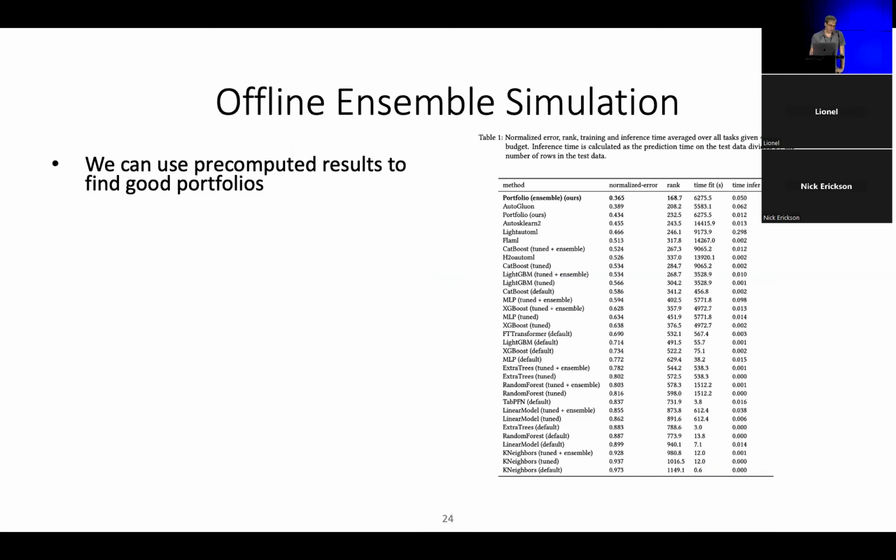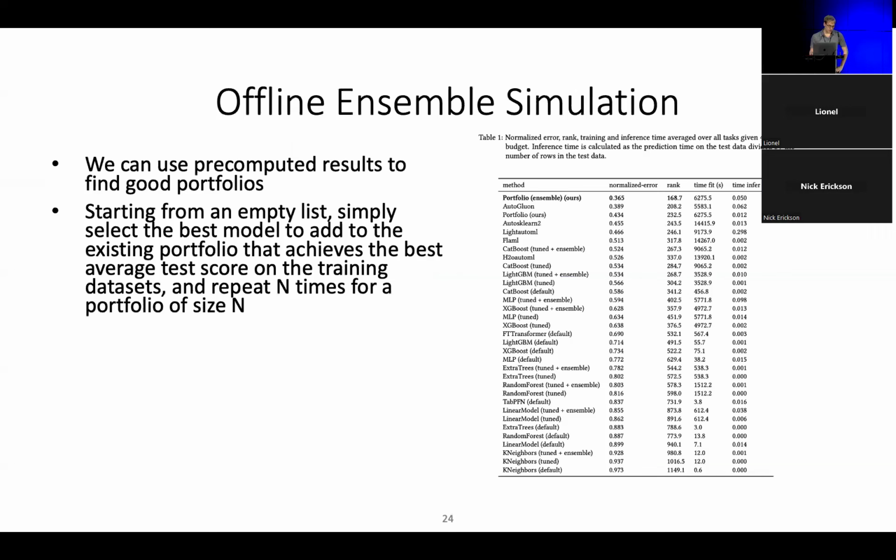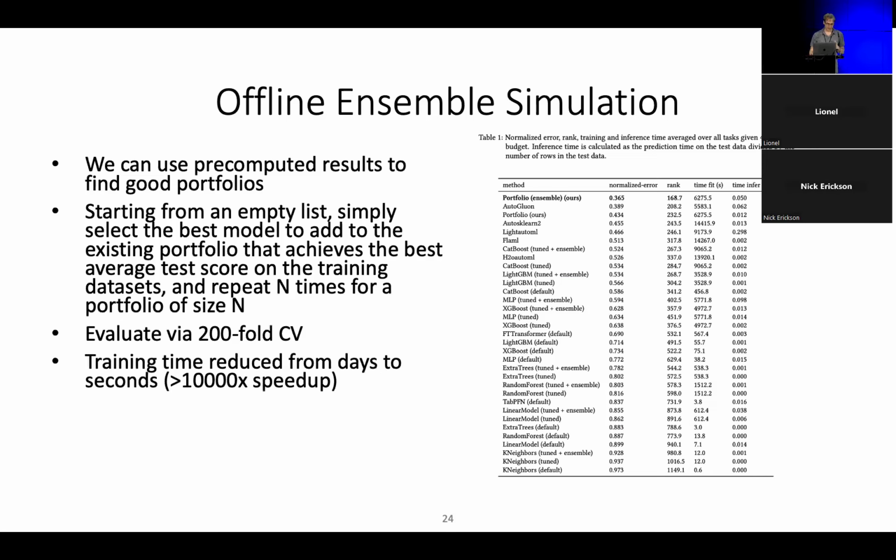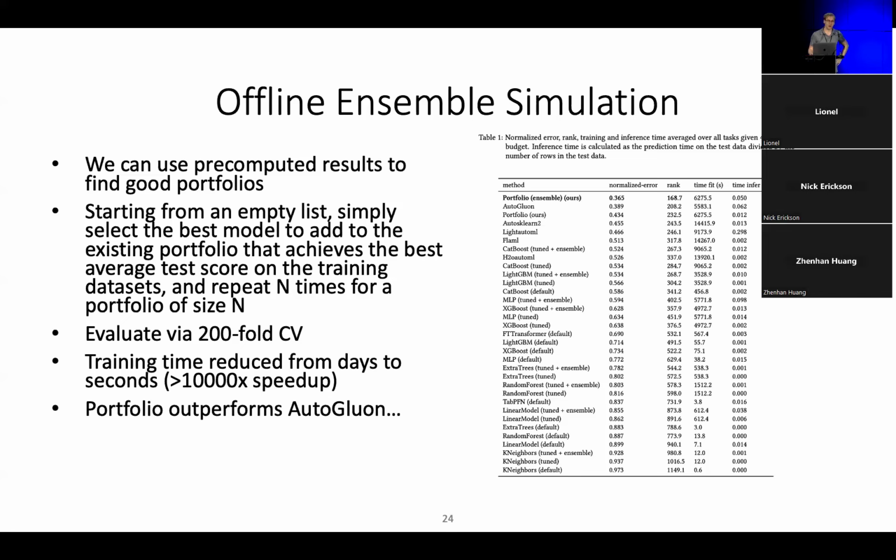We can use pre-computed results to find good portfolios. Starting from an empty list, simply select the best model to add to the existing portfolio that achieves the best average test score on the training data sets, and repeat n times for portfolio size n. We can evaluate via 200-fold cross-validation, and this training time reduces from days to seconds because we aren't actually fitting the models anymore. And we find that this portfolio actually outperforms AutoGluon. AutoGluon was the state of the art, which means this is a new state of the art.